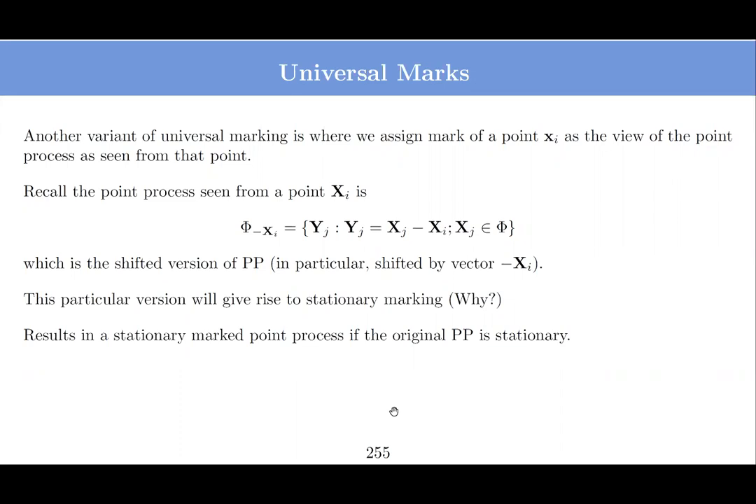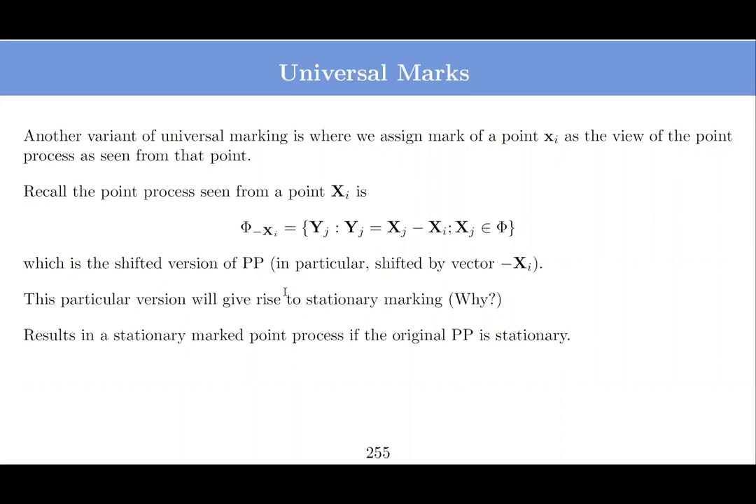So recall the point process can be seen from point xi if we shift phi by minus xi. Okay, so xi is the new origin. So you take points in phi and you shift phi minus xi to get new points. Okay, so this means xi itself will become the origin. This is a shifted version of the point process and it is the neighborhood as viewed from the point.